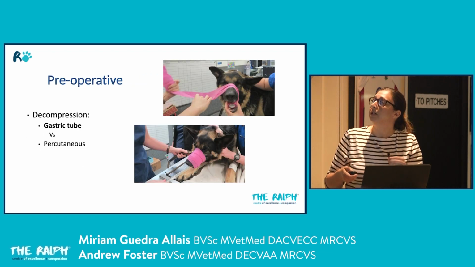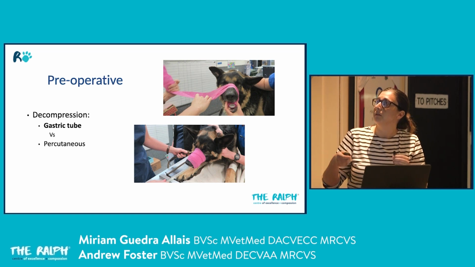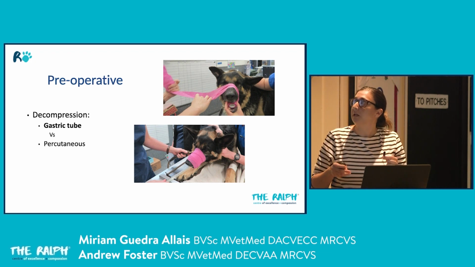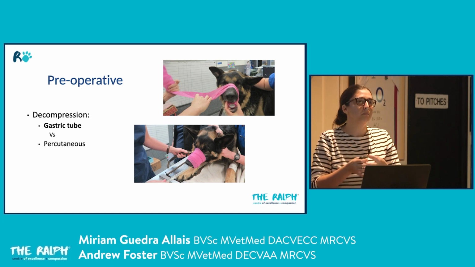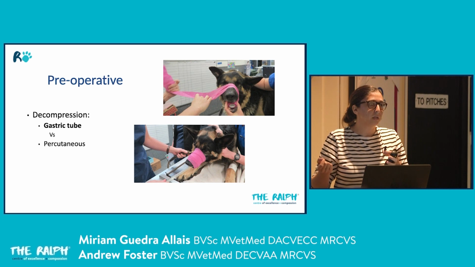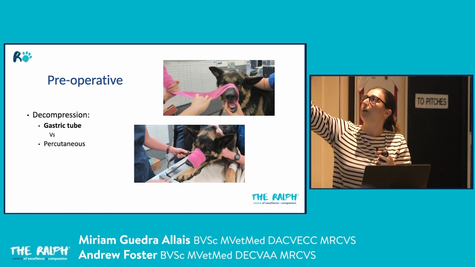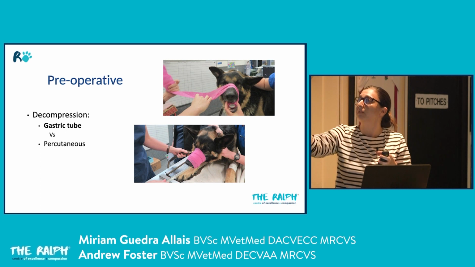In terms of decompression, there is a debate between gastric tube versus percutaneous. I think the gastric tube could be a bit better, in the sense that you won't put a needle in the stomach, but I find it really hard to do personally. A conscious dog won't let me do it. I'll never be able to do that. I don't know if you manage to do that. I've never been able to do that on a dog and pass a tube.